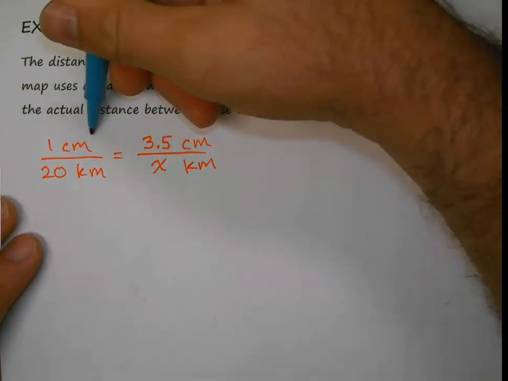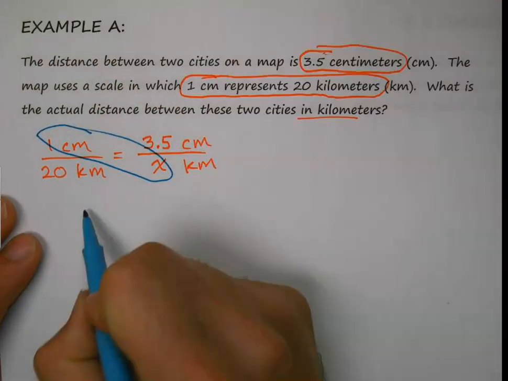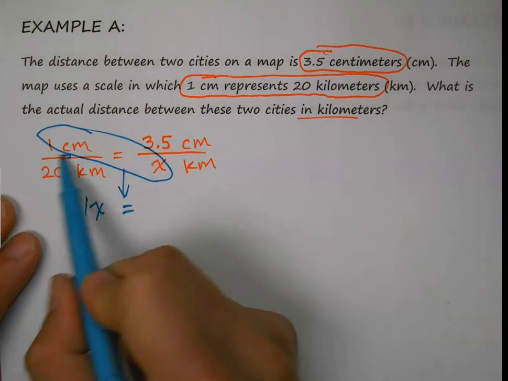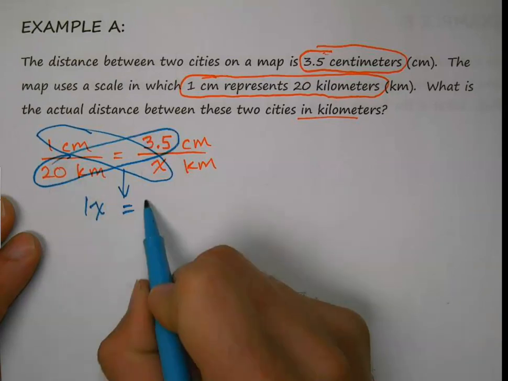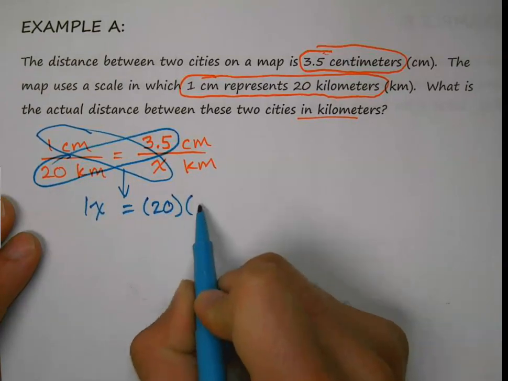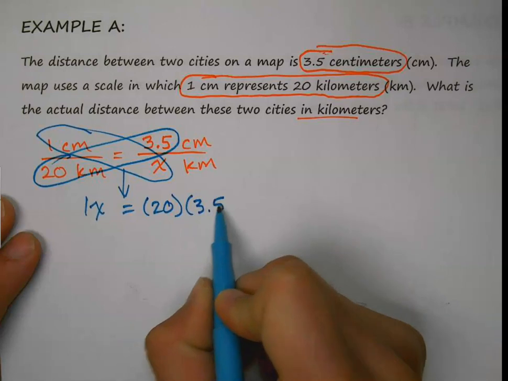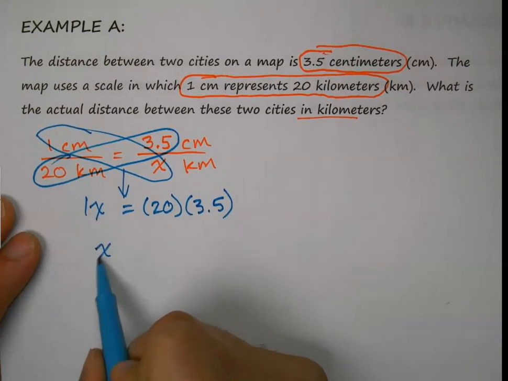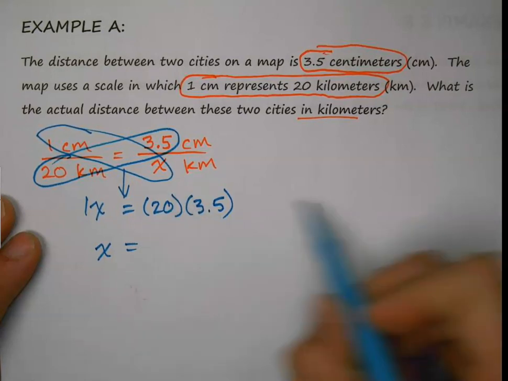Start with the x. 1 times x is just 1x. Bring the equal sign straight down. And then you have 20 times 3.5. So 1 times x is just x. We can drop that 1. And now we need to do this multiplication.